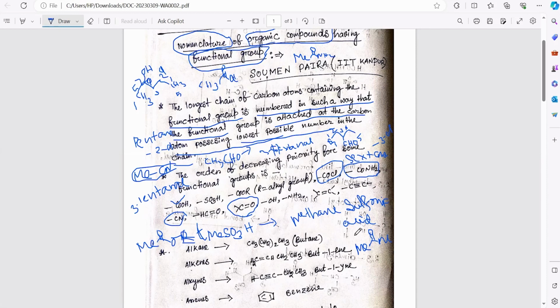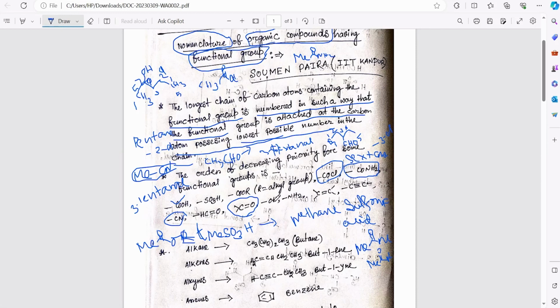Or if we have this kind of molecule, MeCOPh, that means acetophenone. Why acetophenone? Ph is there. Ph means benzene ring. So if Ph is there and a methyl is there, you can also call it acetophenone. We'll not go into that much depth in this particular session.